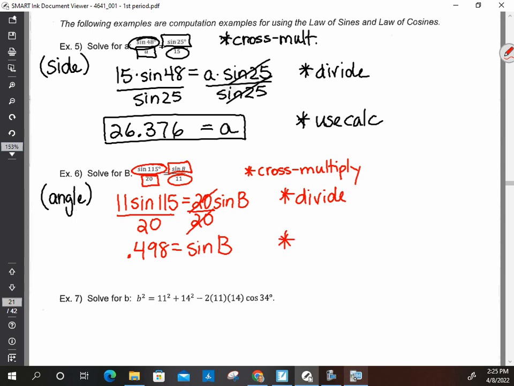So the last step there, sine of b. Since you are looking for an angle, when you're looking for an angle, that's when you use sine inverse in your calculator. So now you have to use sine inverse. Go sine inverse of 0.498.